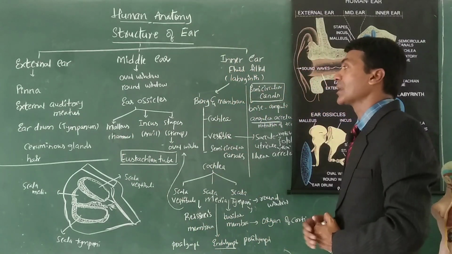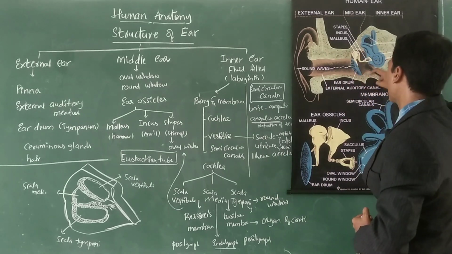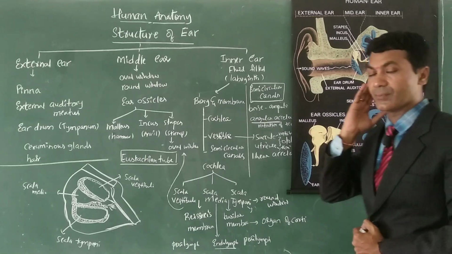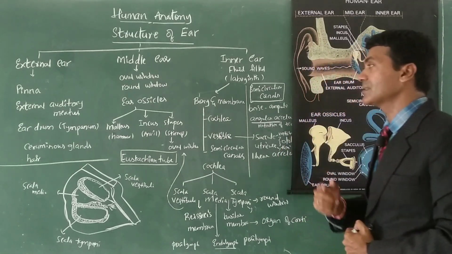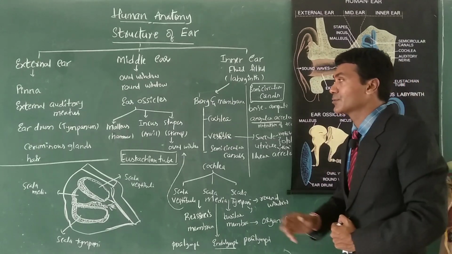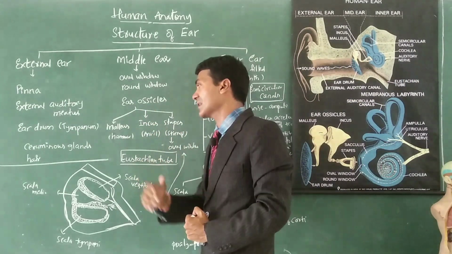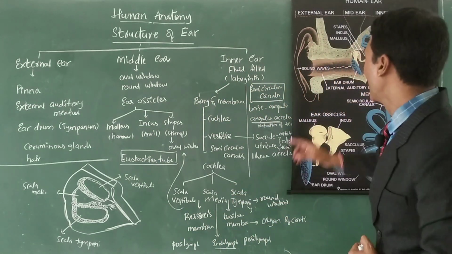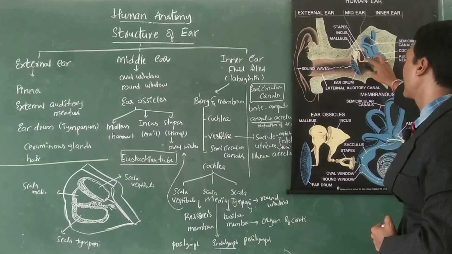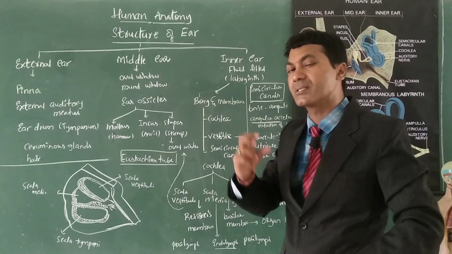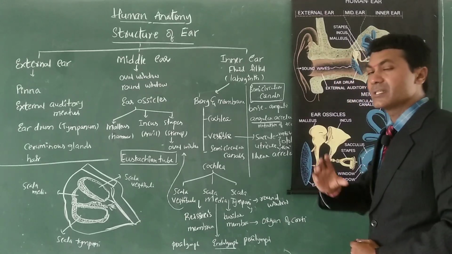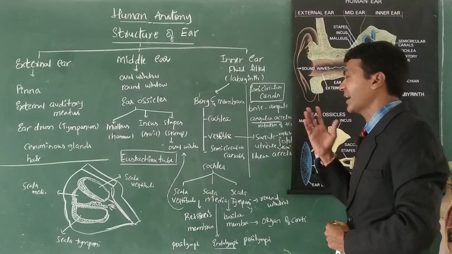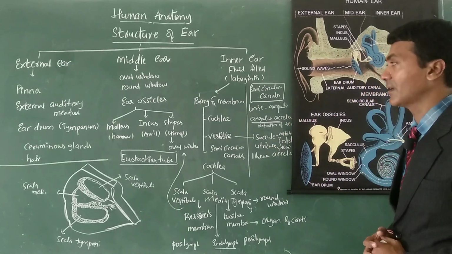Coming to middle ear. So middle ear, this region, just look at here. Each middle ear has three small bones known as ear ossicles. Respectively, the first one malleus, hammer shaped, incus, anvil shaped, and stapes, stirrup shaped. So malleus, incus, stapes, this series of small bones present inside the middle ear helps in the conduction of sound vibrations from external ear into inner ear.